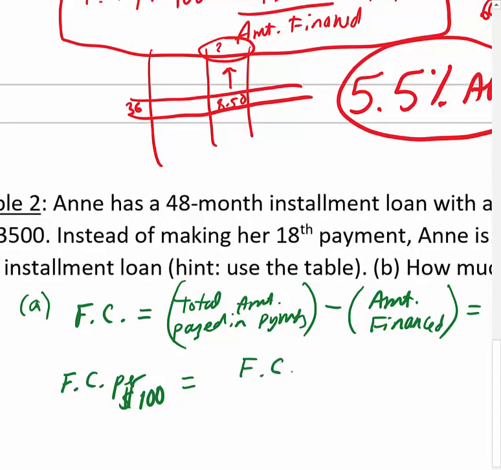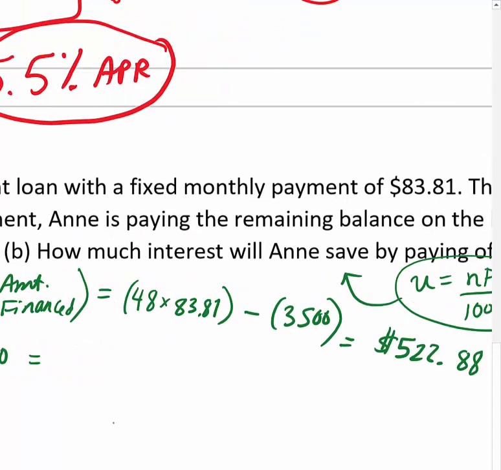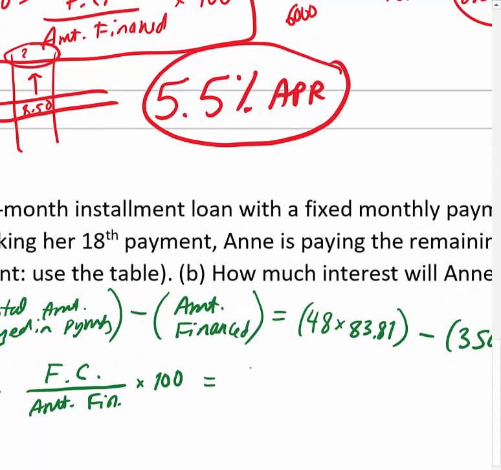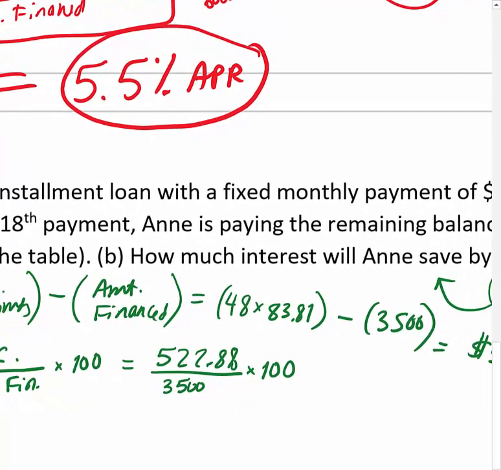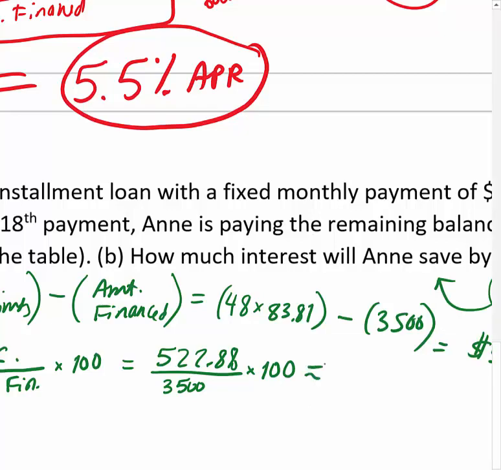And we had a formula for that. It was the finance charge over the amount financed times 100. The finance charge we just found was 522.88. So 522.88 over the amount financed, which was 3,500, times 100. What do I get for that? I got $14.94.